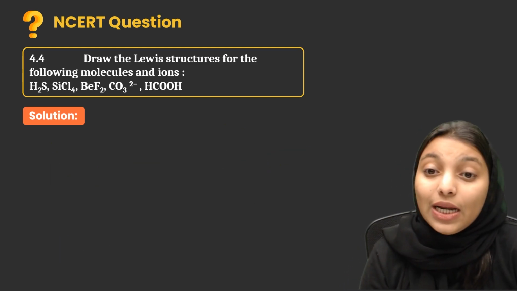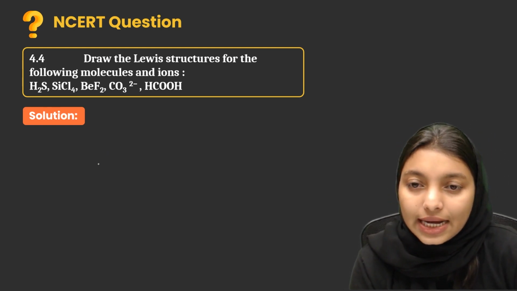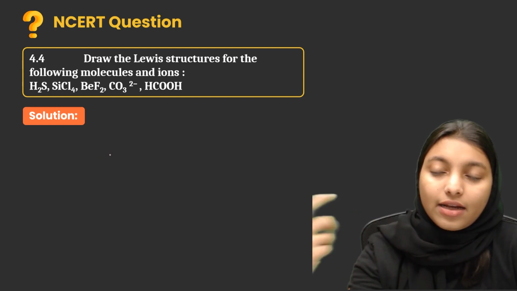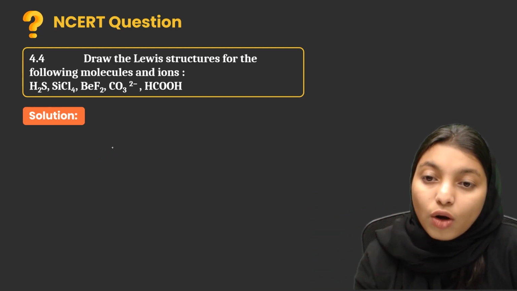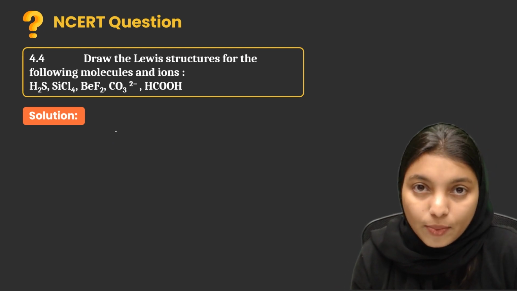Draw the Lewis structures for the following molecules and ions. Like before, we had 3 questions. All of the questions were to draw the Lewis structures, which is a very important topic in this chapter.